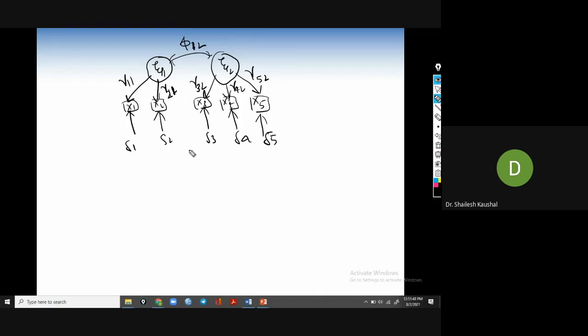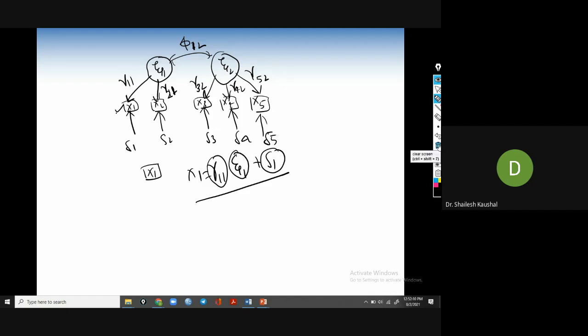So we can write x1. X1 is the dependent variable here. So we can write x1 equals lambda times xi1 plus delta. So delta is the error term, lambda is the regression coefficient, and xi1 is the variable.